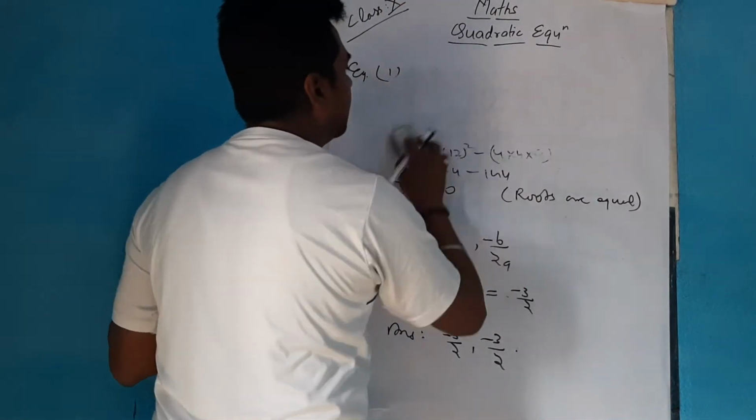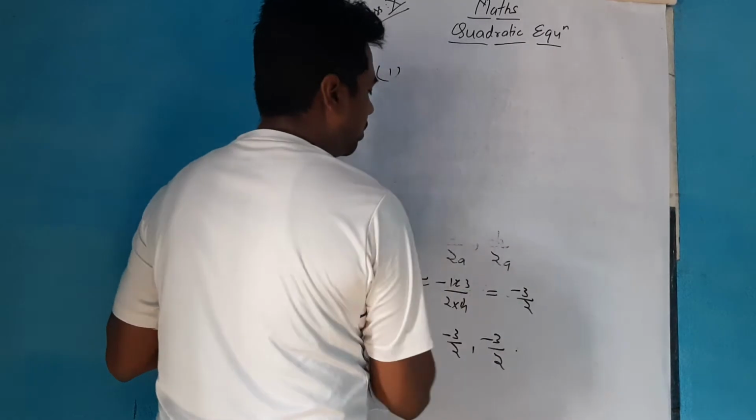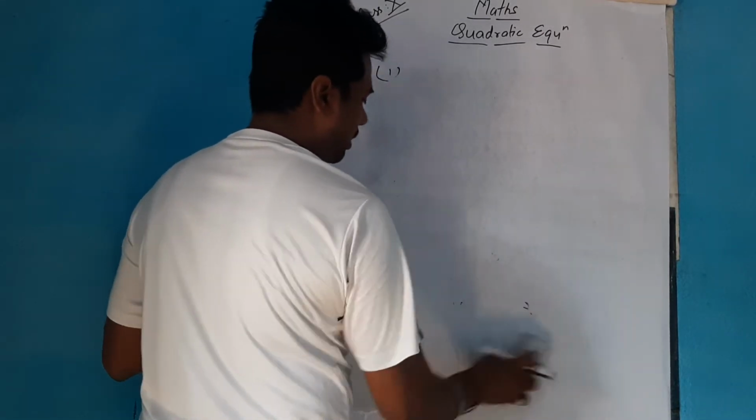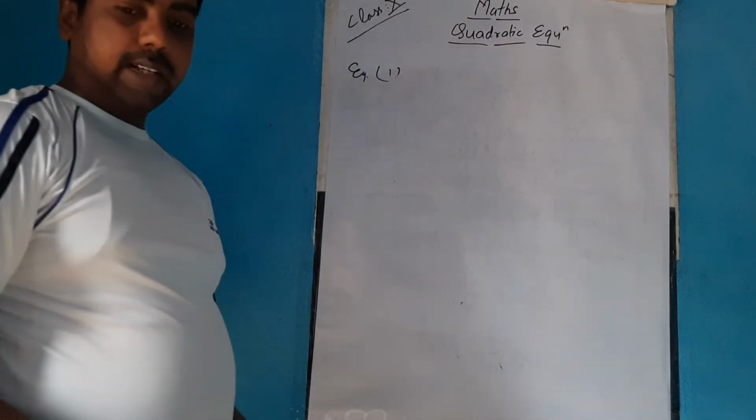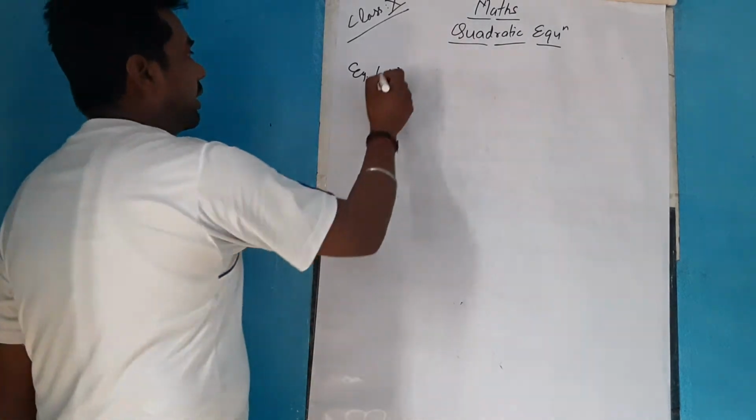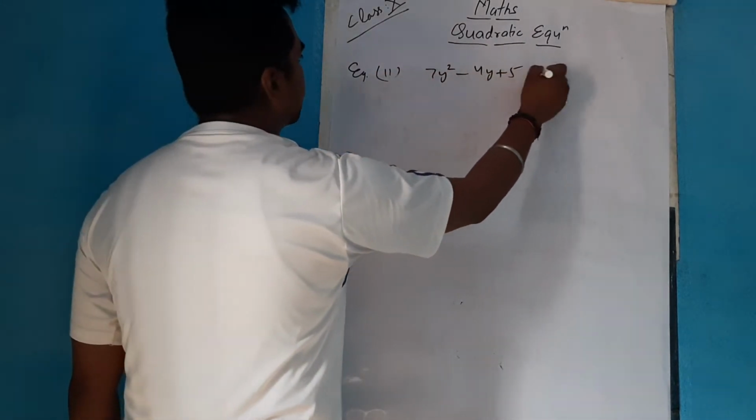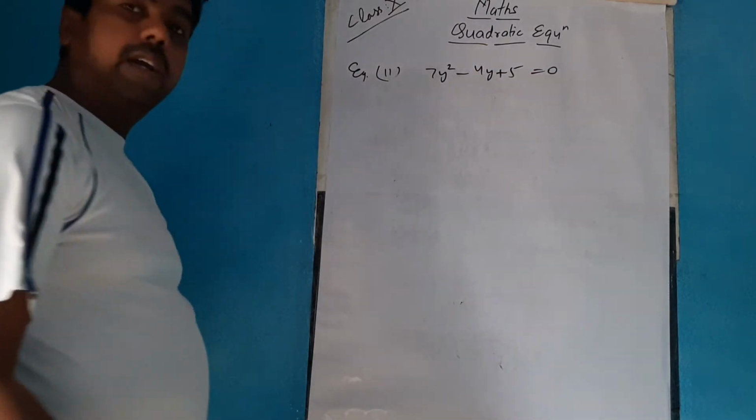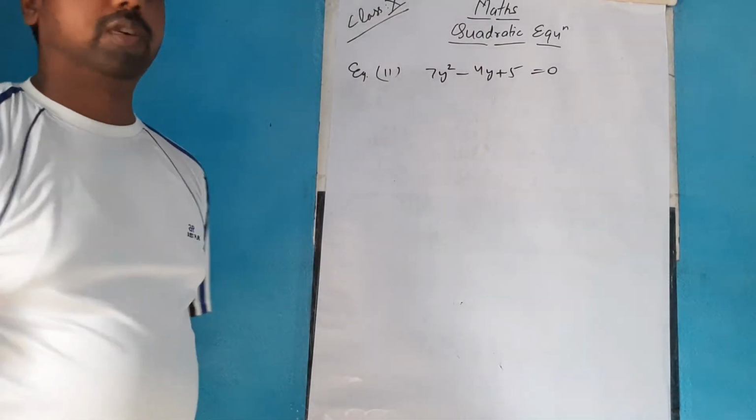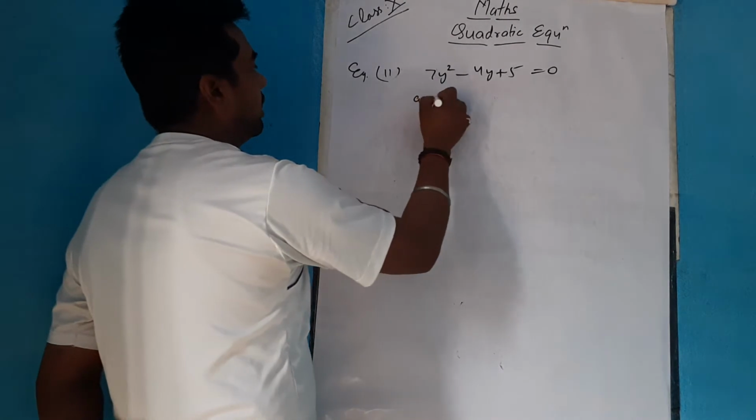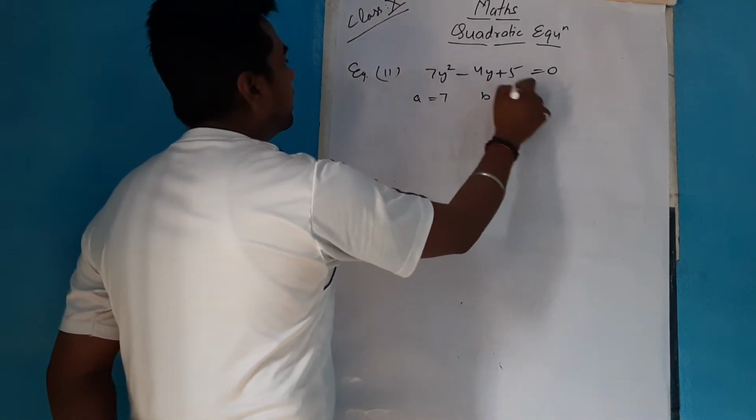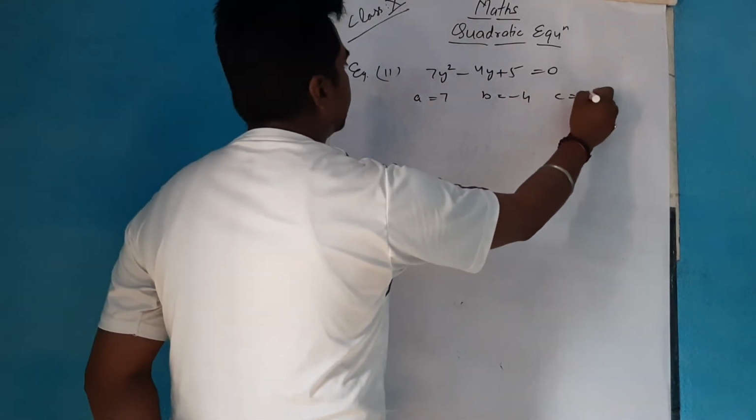Now I am showing you the second example, which is 7y square minus 4y plus 5 equals to 0. Here also we will proceed in the same way. First get the values of a, b and c. A is 7, b is minus 4, c is 5.